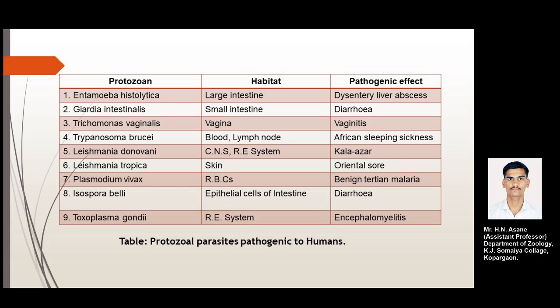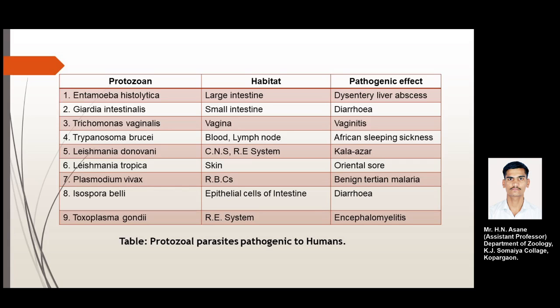Okay, and the second one is Giardia intestinalis, and this is located at the small intestine and it causes diarrhea. The third one is Trichomonas vaginalis, and its habitat is the vagina, and it causes a pathogenic effect like vaginitis. The fourth one is Trypanosoma brucei, and this is located in the blood or the lymph node, and it causes a severe effect like African sleeping sickness. It is a type of disease caused by this particular Trypanosoma brucei protozoan.